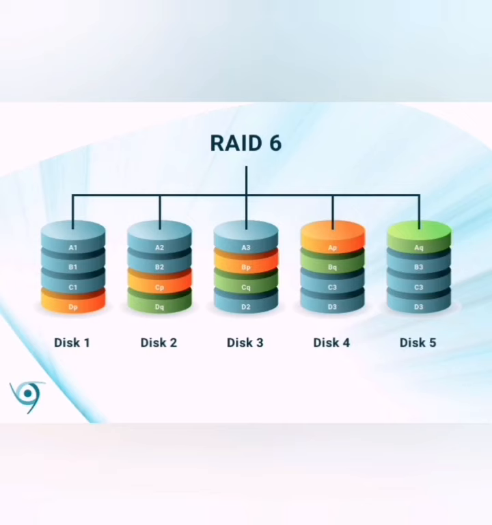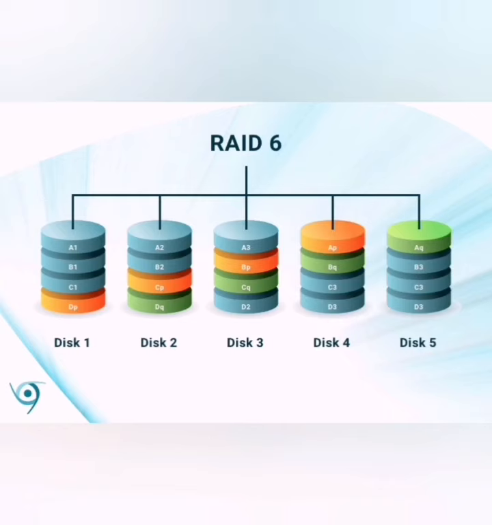RAID 6 also uses parity, same as RAID 5, but instead of using one parity, it uses two parities to conserve data. This gives us two equations with two unknowns, which means if two disks fail at the same time, we can replace both disks and the data will be rebuilt again. In RAID 5, we only have the ability to lose one disk. In RAID 6, we have the ability to lose two disks at the same time.